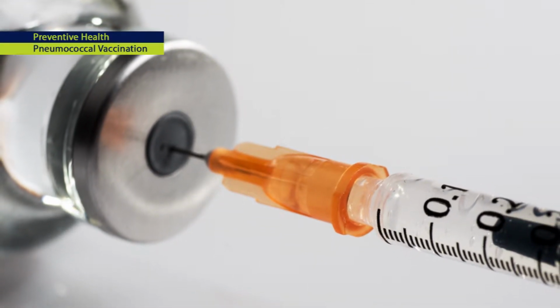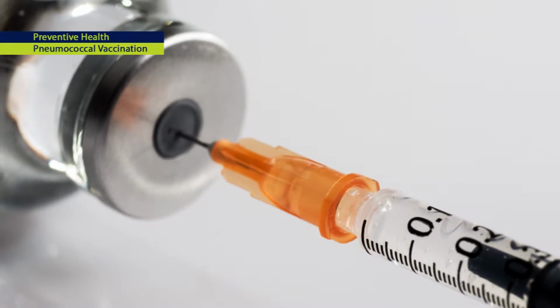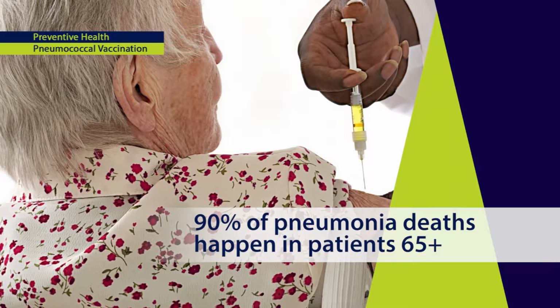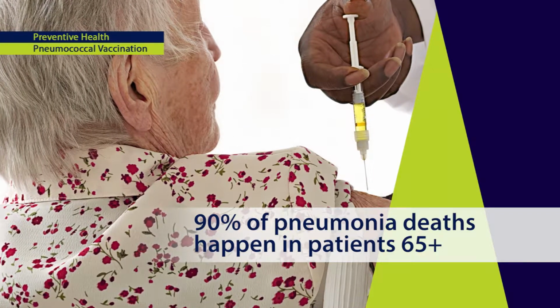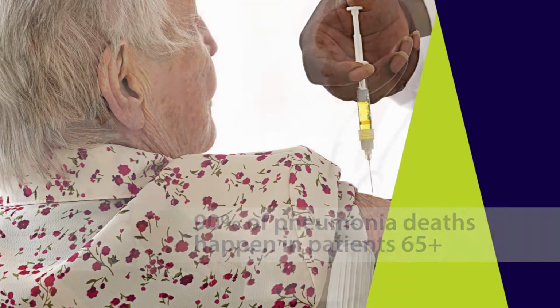The next preventive care and screening measure is for the pneumonia vaccine. An estimated 90% of pneumonia deaths happen in patients 65 and older. One shot at 65 years or older can dramatically reduce the chances of getting pneumonia.